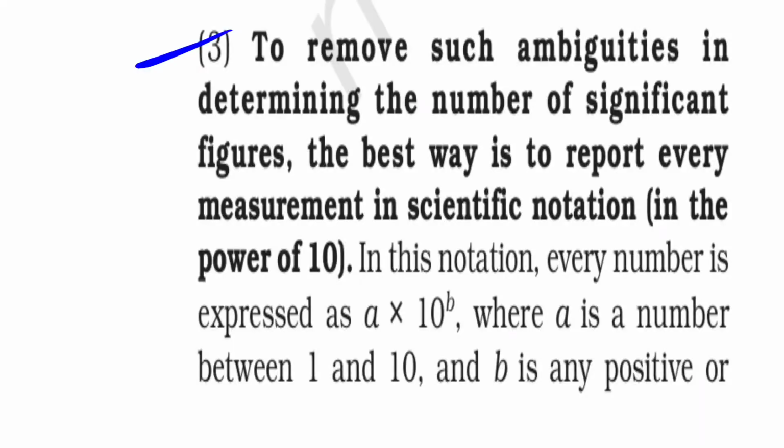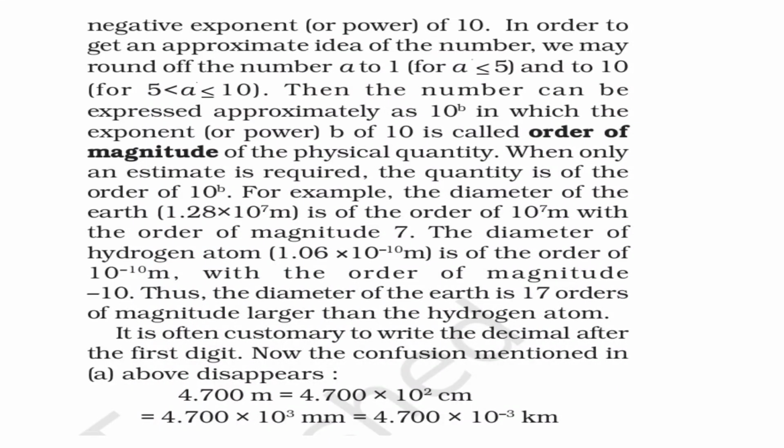Now the next point is to remove such ambiguities in determining the number of significant figures. The best way is to report every measurement in scientific notation, that is, in powers of 10. In this notation, every number is expressed as a × 10^b, where a is a number between 1 and 10 and b is any positive or negative exponent of 10.